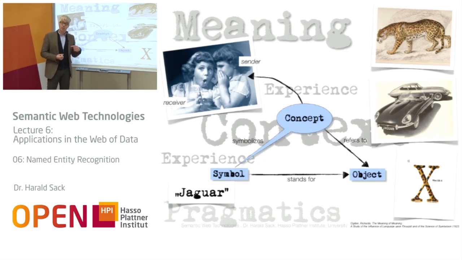So we know that sender and receiver must use the same concept to understand each other. But for us, especially the process that is between the symbol and the concept is rather important, because for the machine, up to now we do not know how to map, for example, a symbol here to a concept, which means an ontology or an ontology representation. And this will be the subject of today's lecture. Okay.